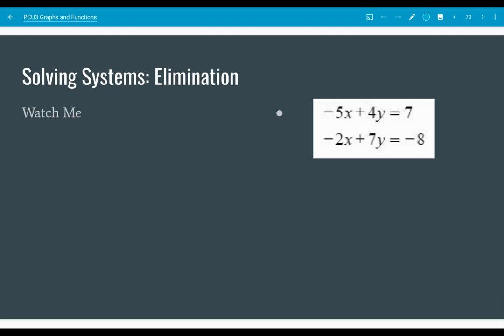So try this one. So here's another one a little bit more complex. So let's see. So we need to get them to match. We need to look for greatest common factors. So let's look. I know 5 and 2, greatest common factor is 10.